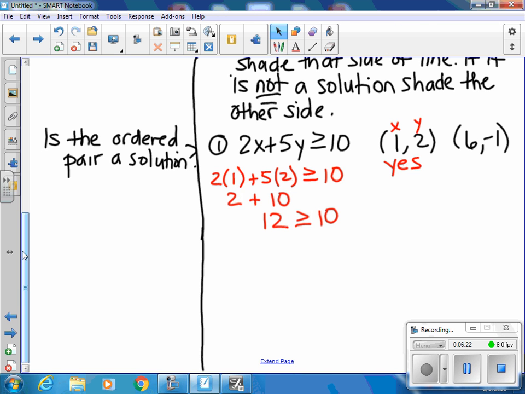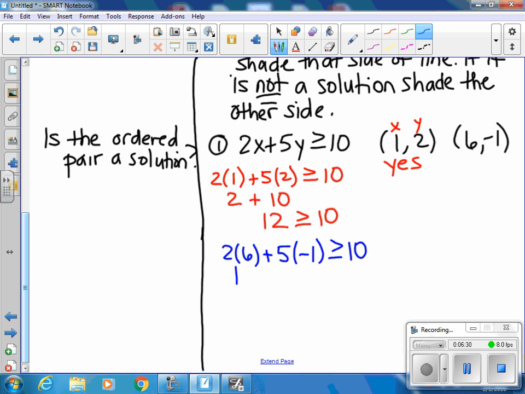So then if we test 6 and negative 1, we have 2 times 6 plus 5 times negative 1 is greater or equal to 10. 2 times 6 is 12. 5 times negative 1 is minus 5. 12 minus 5 is 7. Is 7 greater or equal to 10? That is not a true statement. That is no. So that means the ordered pair 6, negative 1 does not work.